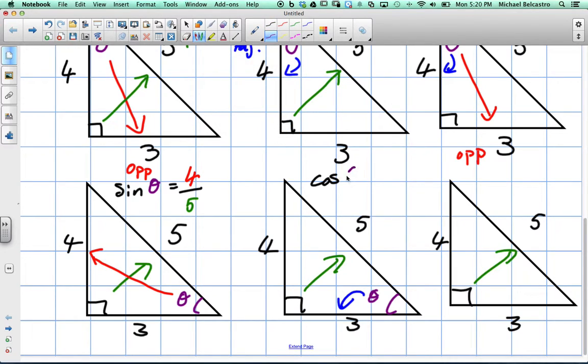Now our adjacent is the number 3, and we're over the number 5. So it's a little different from above. And then again with tan theta, because this is our theta, our opposite happens to be the number 4, and our adjacent happens to be the number 3. So 4 divided by 3.